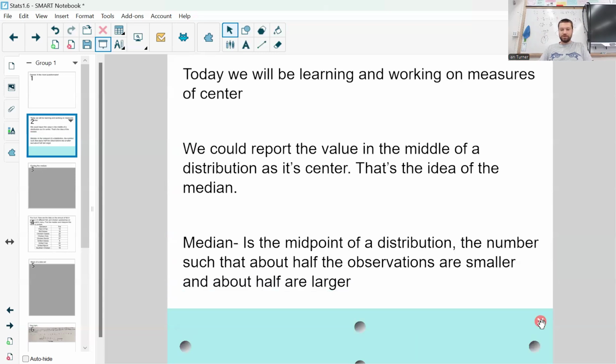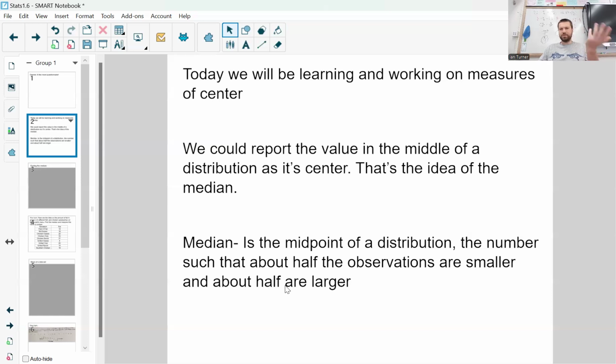Here's the actual definition for you. Median is the midpoint. Another way to think of it, it's the midpoint of the distribution. Half of the observations are smaller and about half are larger. We say about because if you have an even data set, then your median is exactly half and half. But if it's odd, no, the other way. Anyways, doesn't matter. About half are going to be smaller and half are going to be larger.